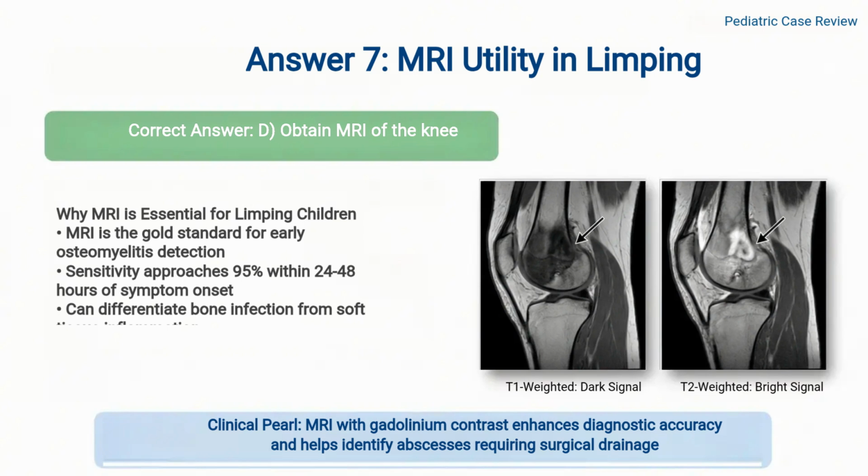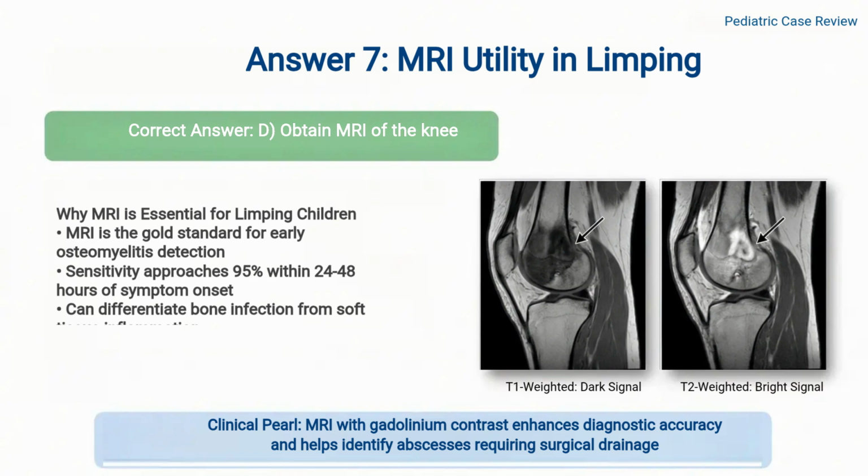In a child with persistent limping lasting 2 weeks and localized bony tenderness, plain radiographs should be obtained first as a screening step. However, when clinical suspicion for osteomyelitis remains high despite a normal plain film, magnetic resonance imaging is the gold standard next investigation.